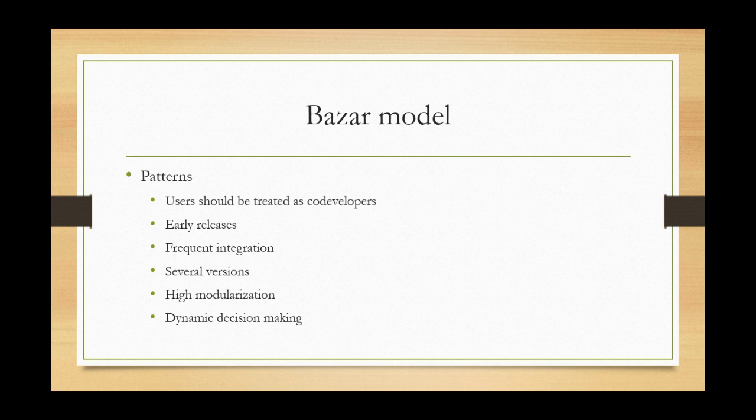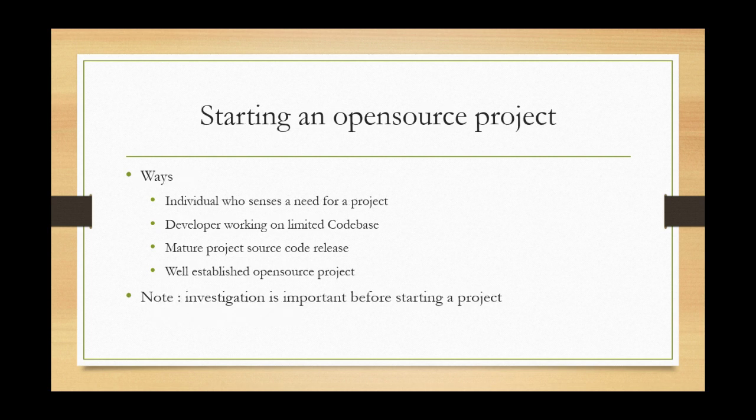So after we have understood the different models in developing open source software, now let's see how we can start our open source project. There are several ways in which we can start an open source project. Starting an open source project depends on different ways. The first way is that an individual can have a need for a software project.